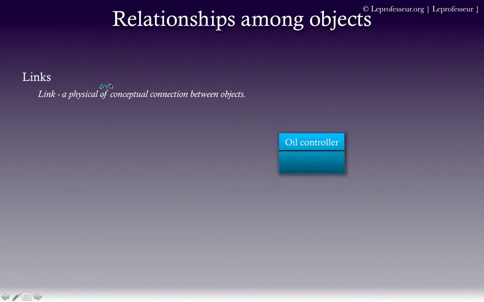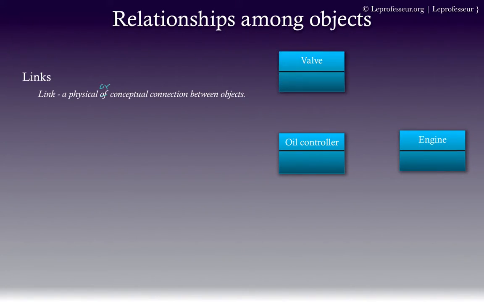Let's say an example of an oil controller in a car. So oil controller, engine, and a valve. Oil controller is linked with a valve. That oil controller can send a message to the valve, another object, to adjust it. And the valve and engine are linked, and oil controller is linked with the engine as well. So this is a conceptual linking, right? Now the valve is sitting in the engine, so that may have a physical link here.